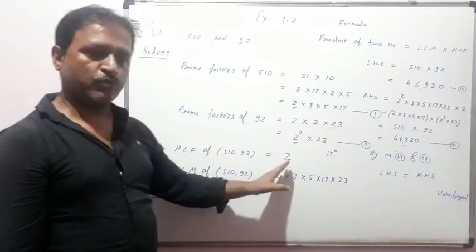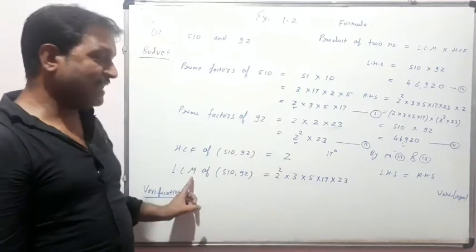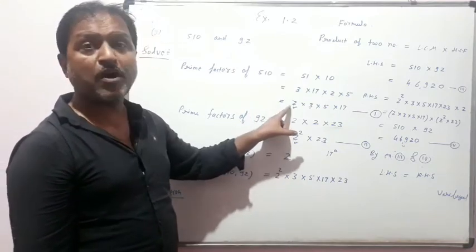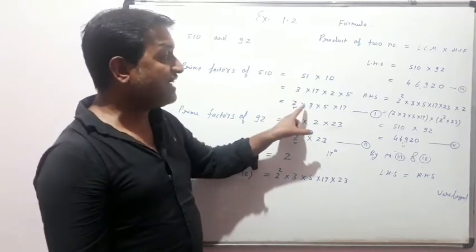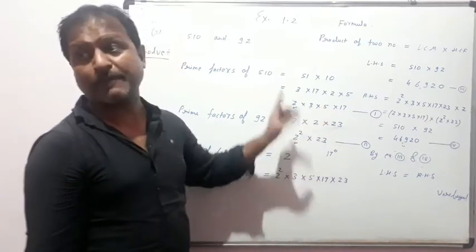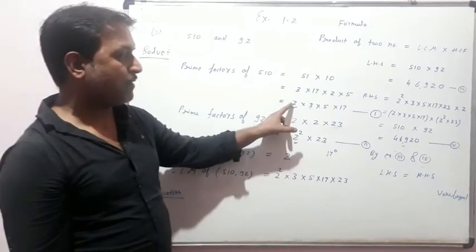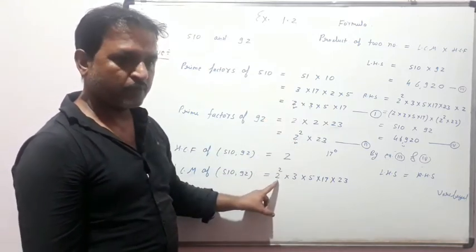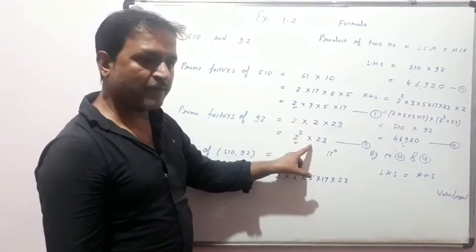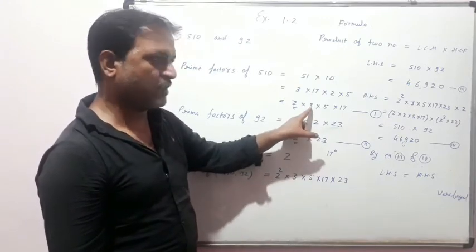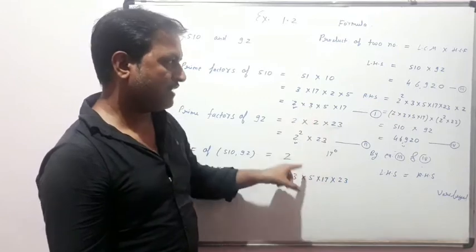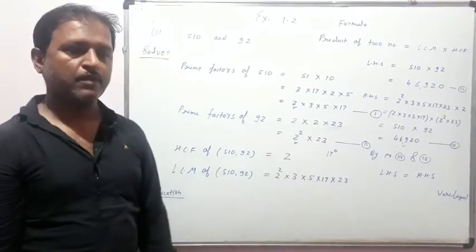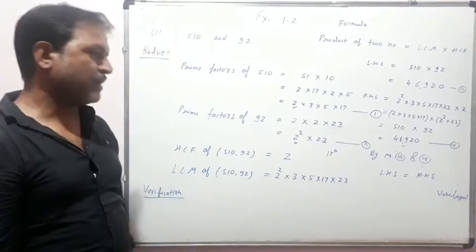So HCF will be 2 only. To find LCM, what do we do? We take the highest power of each factor present in both prime factorizations. 2 squared is there, 2 squared is there, so we take only 2 to the power 2. If there is no common factor available, then we take all the numbers as they are, that means 3, 5, 17, and this 23 will also come in the LCM. Very clear? Okay, you can note.